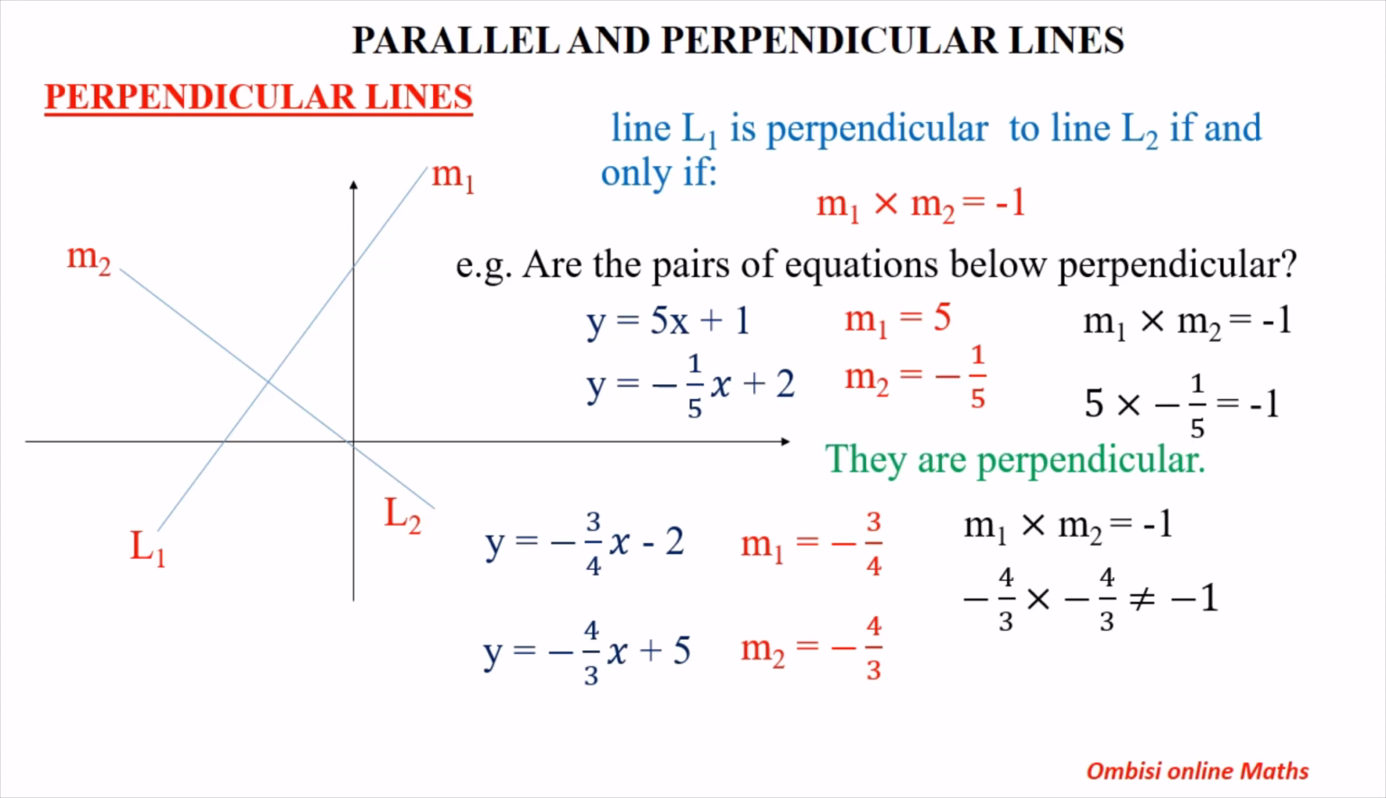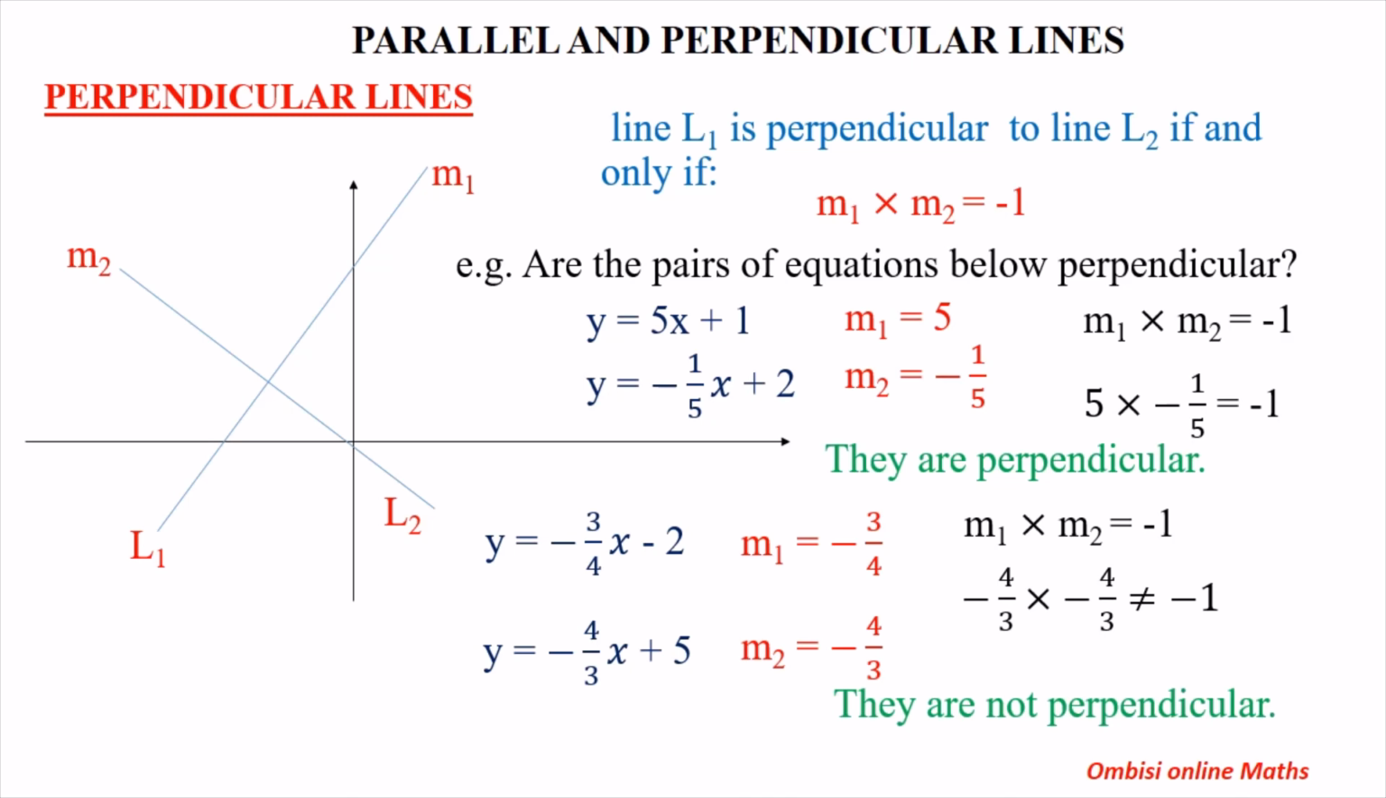It is not equal to negative 1. So since it is not equal to negative 1, we say that they are not perpendicular. When you multiply this one, you will get 16 over 9. Now, 16 over 9 is not equal to negative 1. So you say they are not perpendicular.